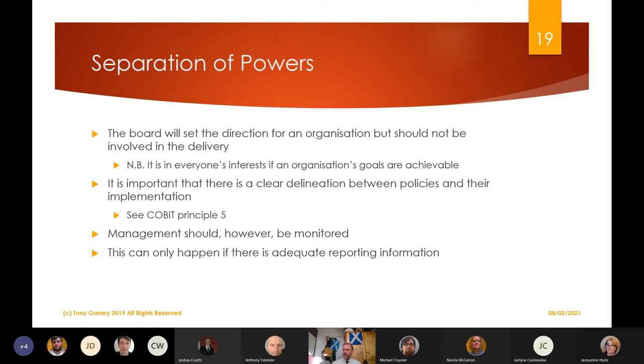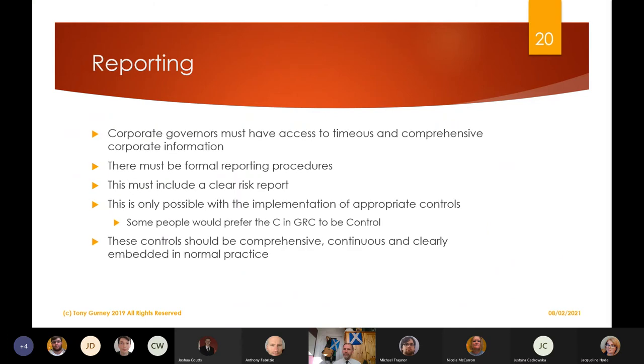But once the targets have been set, once the schedules have been set, you need to get proper reporting on them. And so people on the board must have proper reports and proper corporate information. Some organisations take that to another level, and they have real-time information. They're quite often called dashboards.